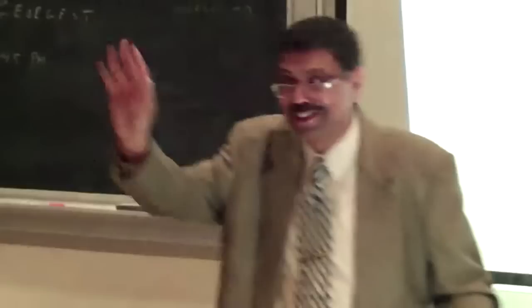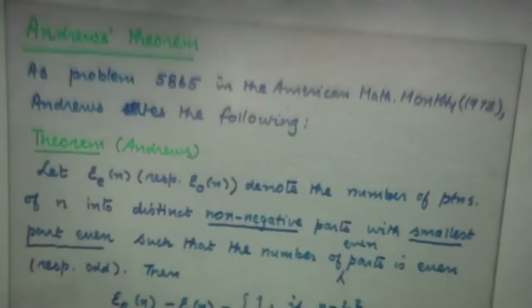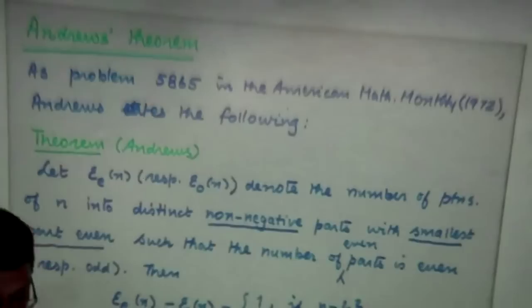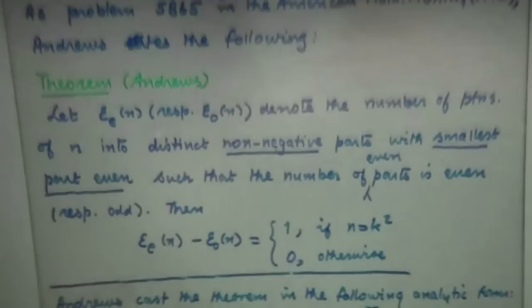All right. Now I'm going to play this game in another fashion. On seeing my theorem, I was attending the George Andrews conference at Penn State. Andrews came up to me and said, "Krishna, I have a problem in the American Mathematical Monthly many years ago, and my problem goes as follows. Let epsilon e of n denote the number of partitions of n into distinct non-negative parts with smallest part even, and epsilon o the number of partitions into distinct non-negative parts with number of parts odd. That difference is 1 if n is k squared and 0 otherwise. And I cast it in this identity. Doesn't this mean that smallest part even is interesting?"